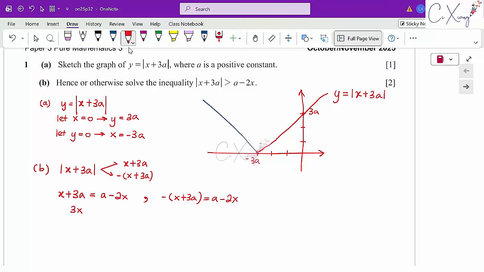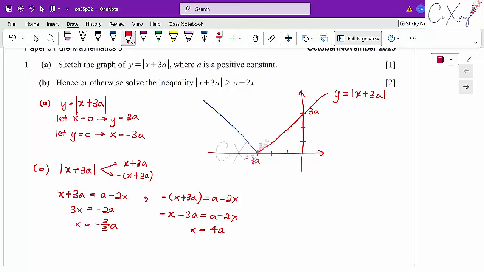I'm having 3x equals negative 2a, so my x equals negative 2a over 3. Then the same thing for the other equation: I solve the equation to get the value of x. From here, I'll get x equals positive 4a. So these two values of x are the critical values.